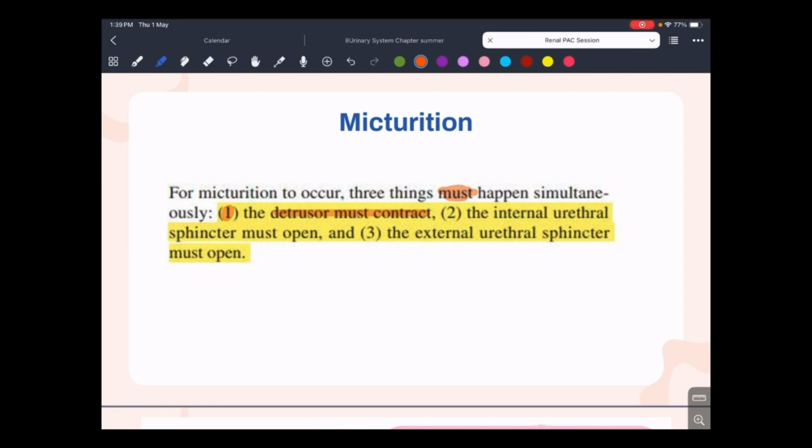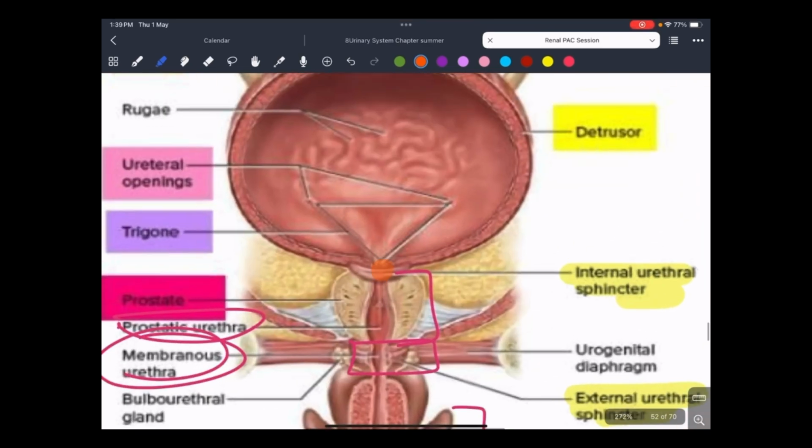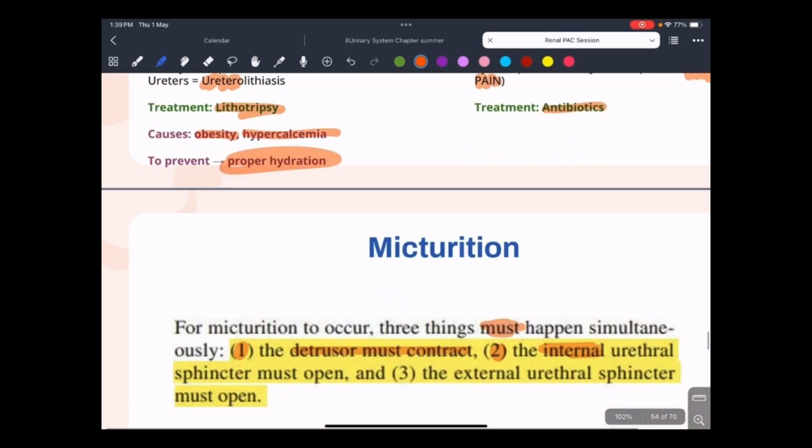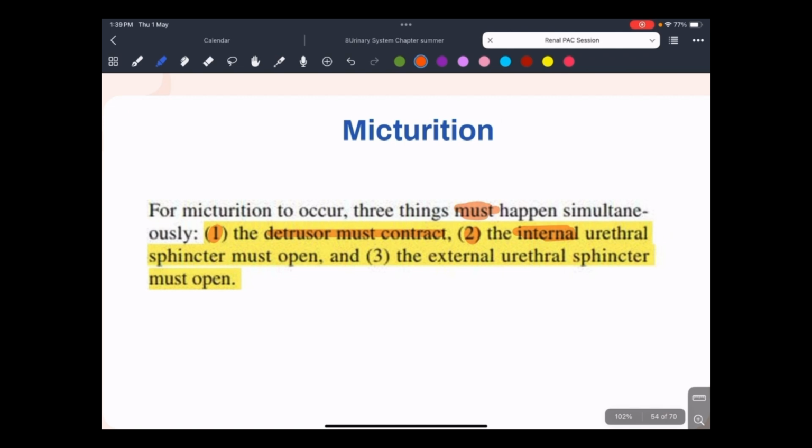If the bladder is not contracting, that means I'm not going to excrete urine. The second is the sphincter has to open. The first one means the internal urethral sphincter. We go up here. This sphincter has to open, okay? So that's the second term. And the third term is the external urethral sphincter must open.